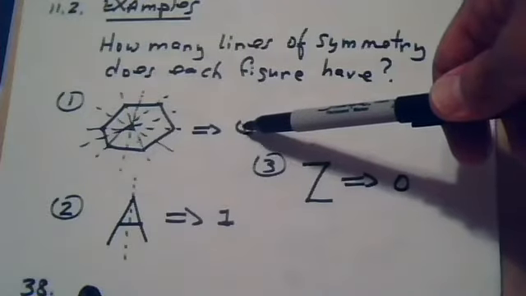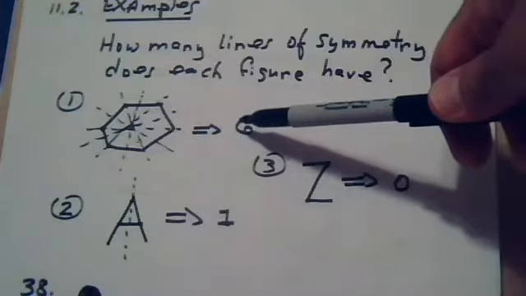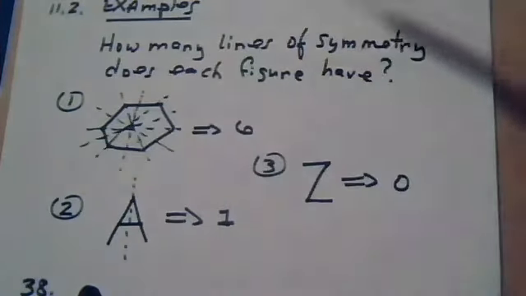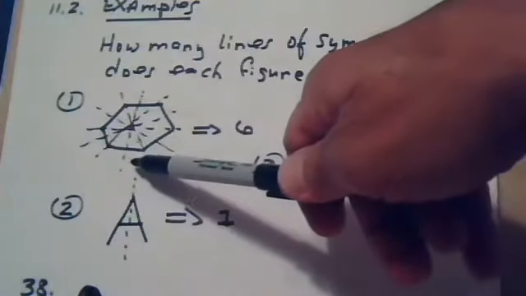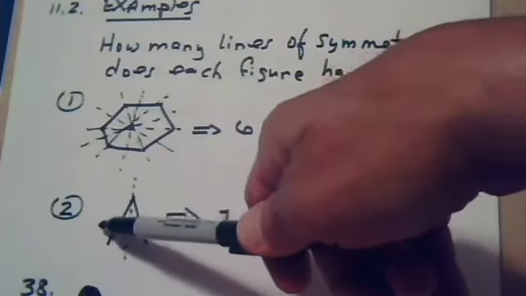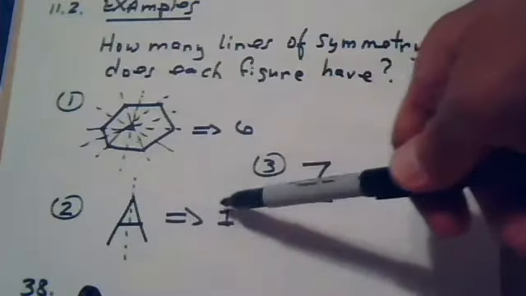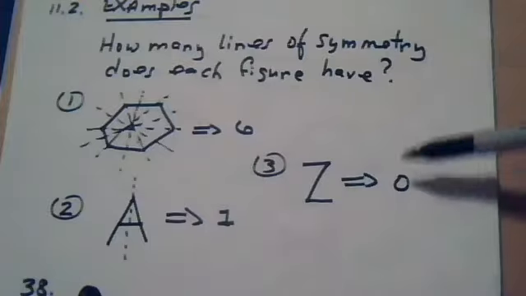And if you count them, you could do that with 6 different lines. There's 6 lines of symmetry for this figure. Notice this one just has one, because if you put a mirror here, this is the only place the left and the right would look exactly the same. So there's one line of symmetry. This one doesn't have any.